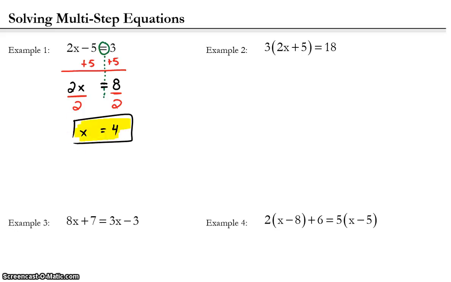Just like we did before, I can go ahead and check this answer as well. I have 2 times my x, which I'll put in parentheses, substitute in the 4 that we just got, minus 5. Well, 2 times 4, now with the correct order of operations, since I'm not solving, I'm just calculating, gives me 8. 8 minus 5 is 3, which is what we needed, so we know we are correct.